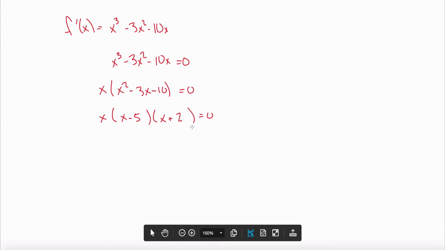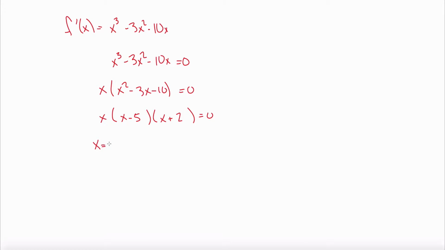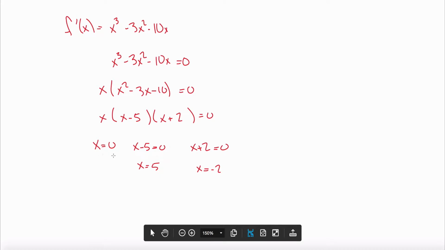So now that I have it in its factored form, something times something else equals 0. That can only happen if one of those things equals 0. In other words, the x is 0, the x minus 5 is 0, or the x plus 2 is 0. So either x is 0, or x is 5, or x is negative 2. These are my three critical values.